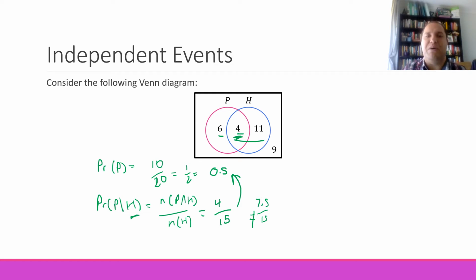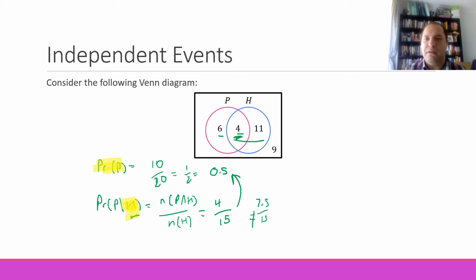If these events were independent, then the probability of P should not be affected by whether or not H happens. So independent events mean they have no link. They are not dependent on each other. And the probability of an event happening in one case is the same probability if there's some condition. And that's what we mean by independence.